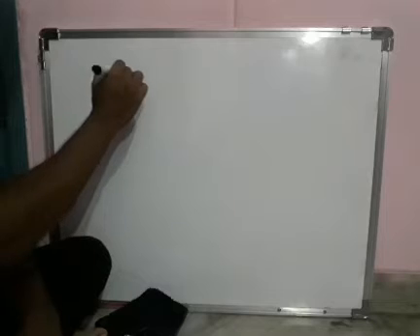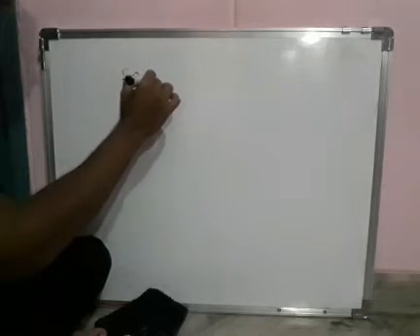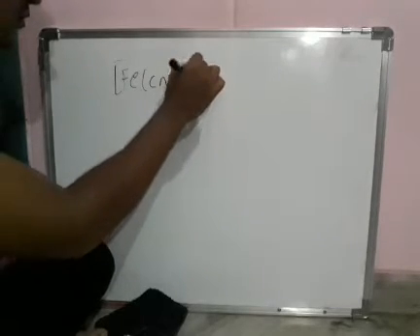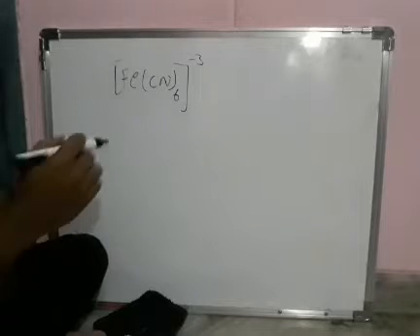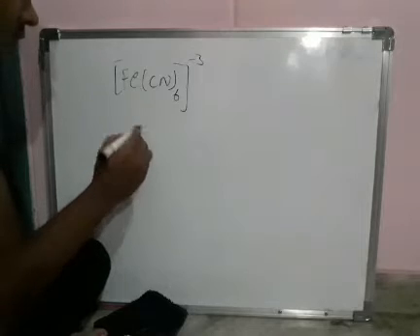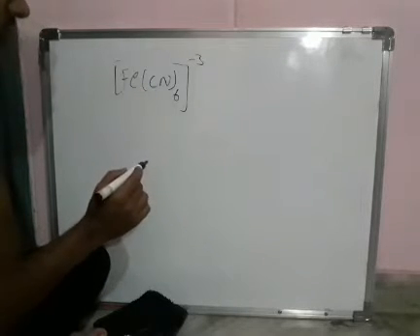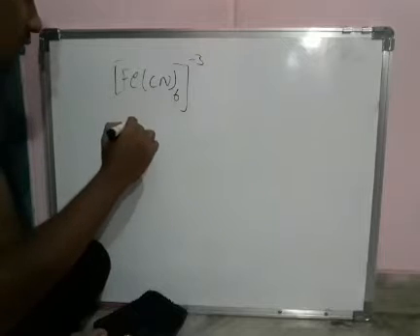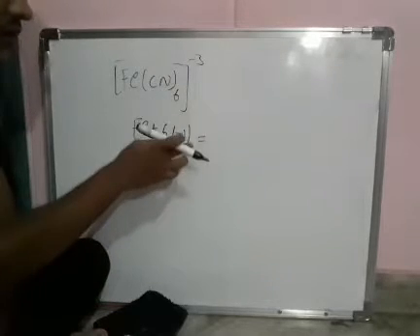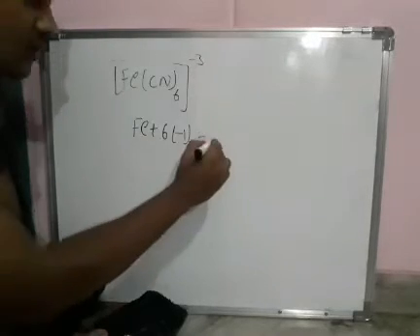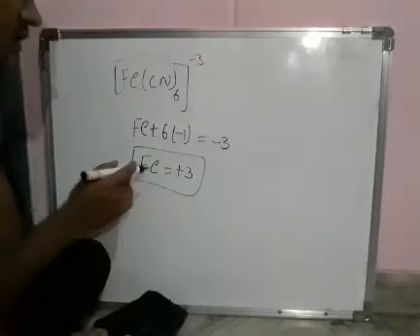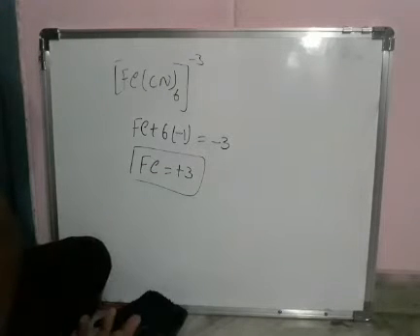If you take [Fe(CN)6] minus 3, here 6 ligands are present. These 6 ligands are negative ligands, so the charge on each ligand is minus 1. So Fe plus 6 into minus 1 equals the charge on the sphere, which is minus 3. So Fe will be plus 3. The charge on the iron will be plus 3.